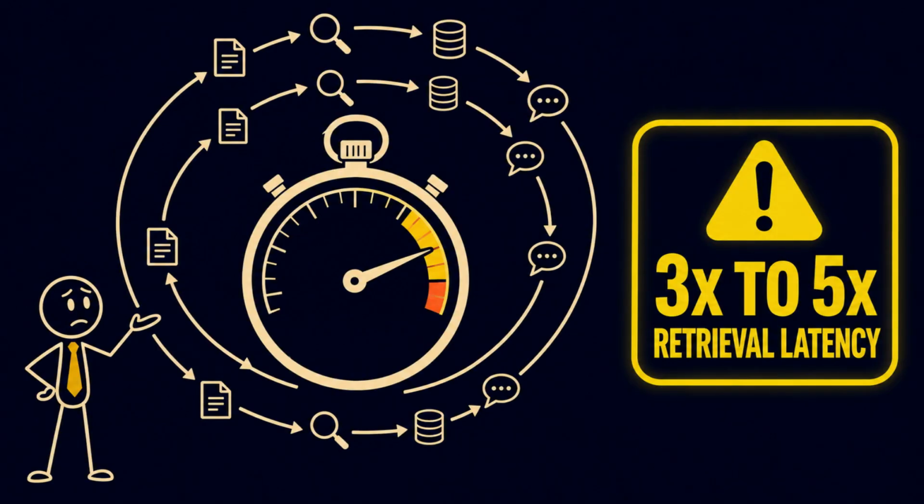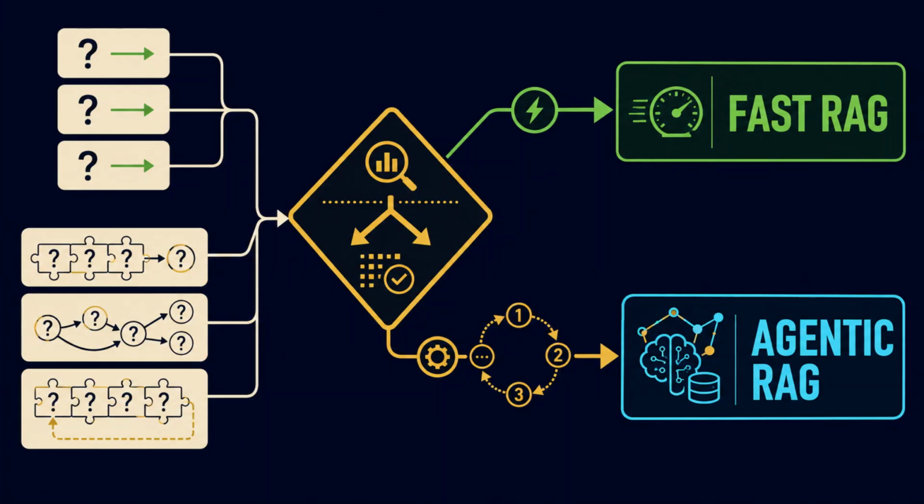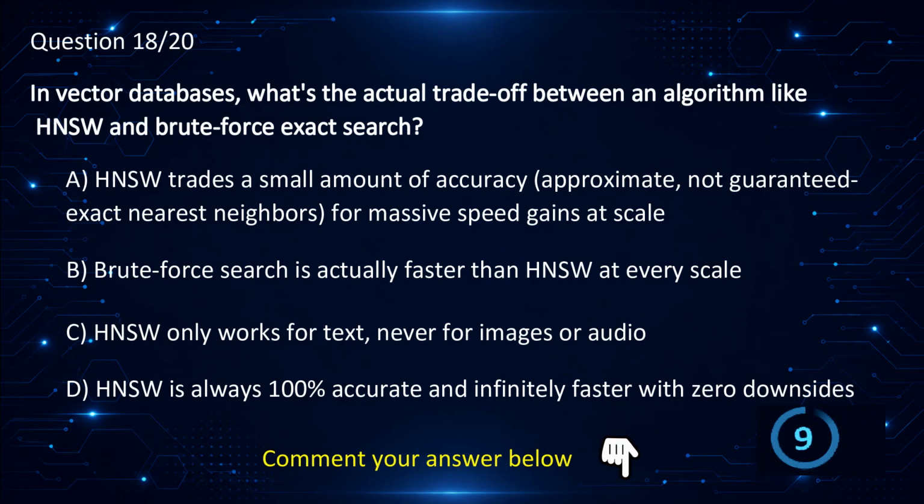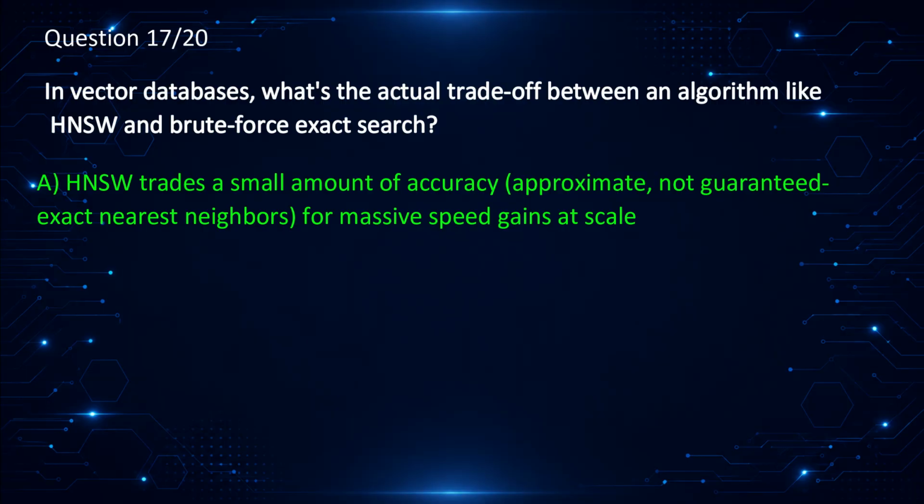The cost is speed. Multi-hop might mean 3 to 5 retrieval rounds instead of one, so it's usually reserved for genuinely complex questions. In vector databases, what's the actual trade-off between an algorithm like HNSW and brute force exact search? The option is answer A.